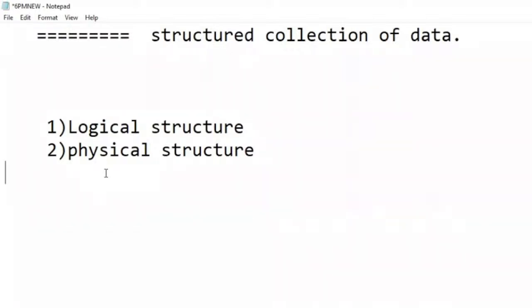Okay, logical structure only. Really, I am also working in a logical structure. You are also working in a logical structure. You are a Java, .NET front-end programmer, also working in a logical structure. I agree, the logical structure of the database. But what is that logical structure?